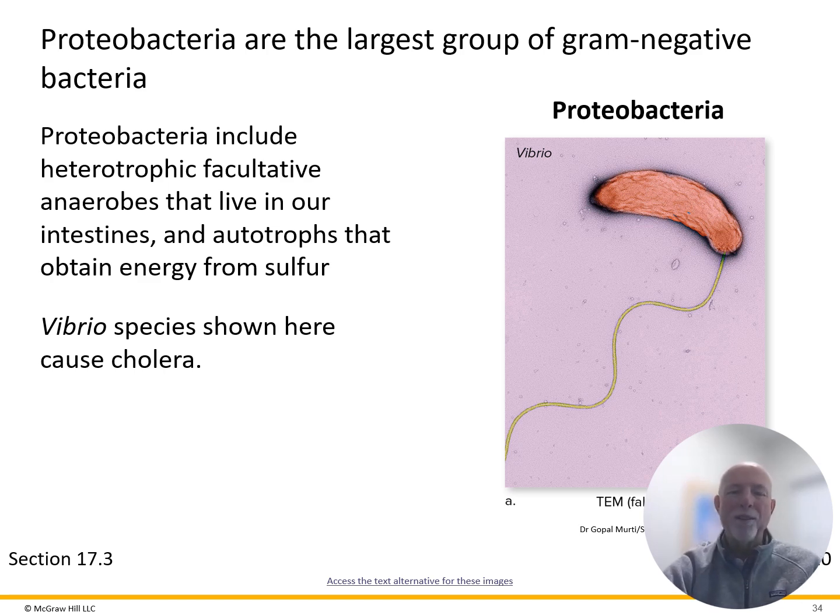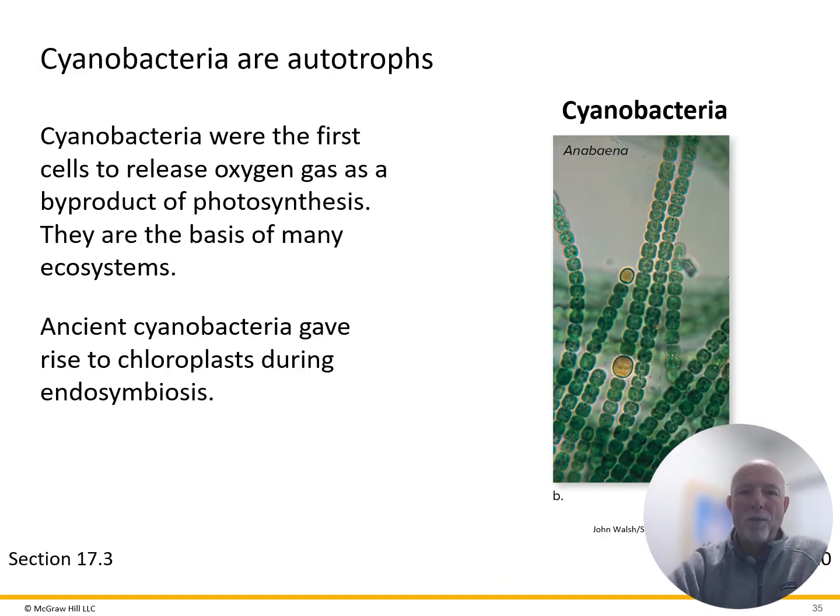But proteobacteria, again, talking about bacteria here, gram-negative bacteria. So they're pink bacteria. These are just different types of bacteria we want to talk about. Proteobacteria, they're heterotrophic. They're facultative anaerobes that can handle some oxygen, but not a lot. Some of them are autotrophic and obtain their energy from sulfur. It's a pretty small group of bacteria, what we call proteobacteria.